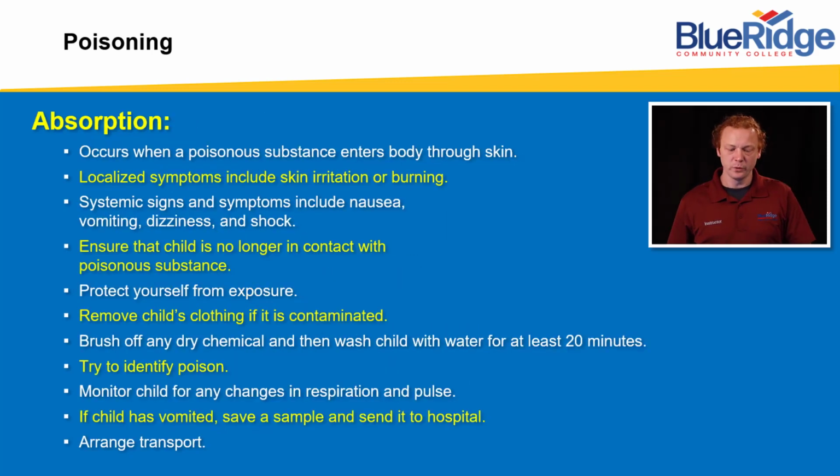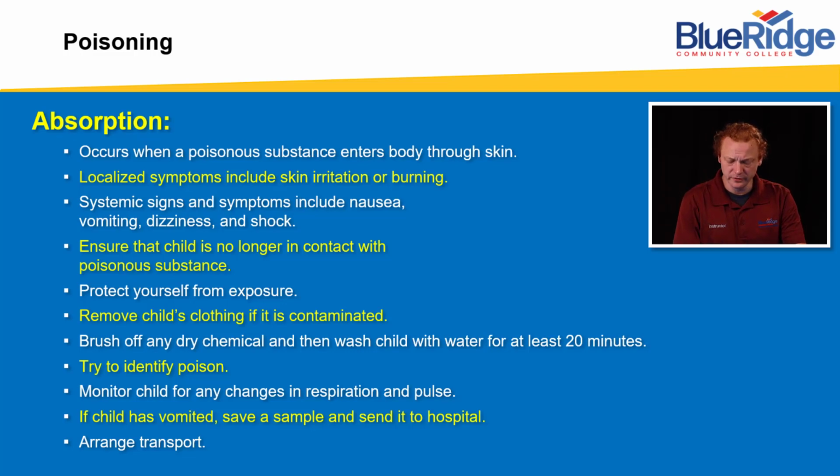Absorption occurs when a poisonous substance is absorbed through the patient's skin into their body. A child who has absorbed a poison may have localized symptoms like skin irritation or burning where that absorption occurred, or systemic signs and symptoms including nausea, vomiting, dizziness, and sometimes shock. Ensure that the child is no longer in contact with the poisonous substance. Protect yourself from exposure and call for specifically trained personnel if indicated.